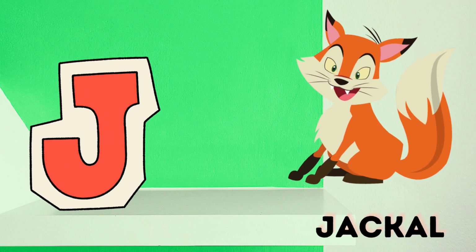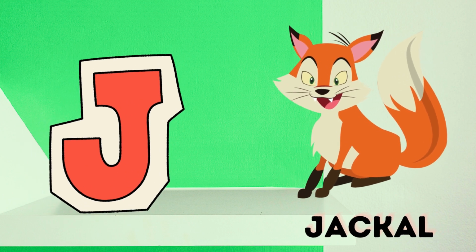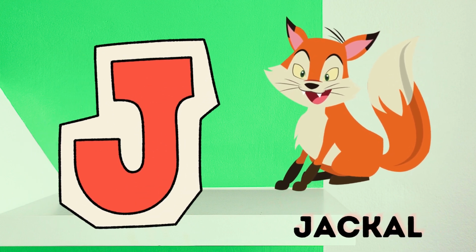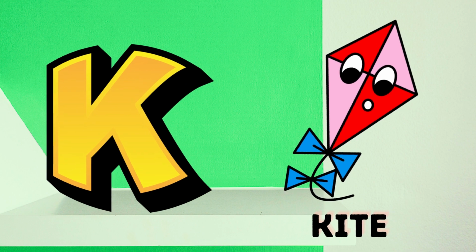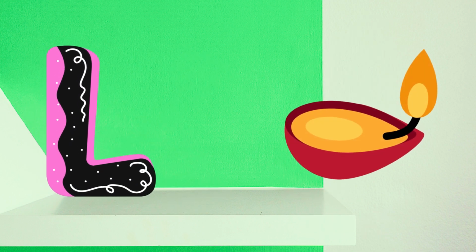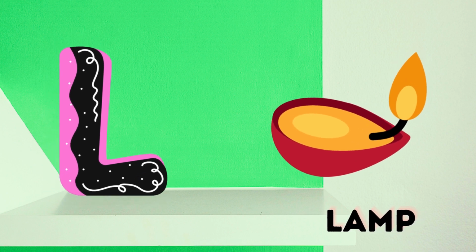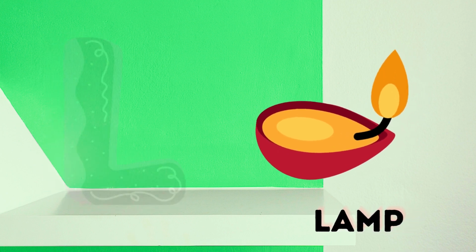J. J for jackal. It is a jackal. K. K for kite. It is a kite. L. L for lamp. It is a lamp.